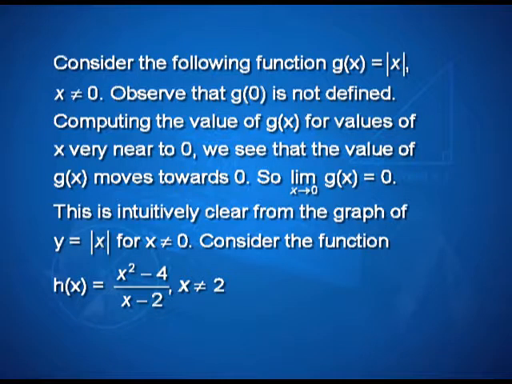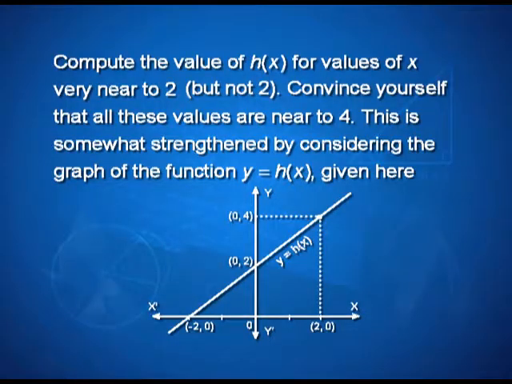Let us consider another function h of x is equal to x square minus 4 upon x minus 2, where x is not equal to 2. Compute the value of h of x for values of x very near to 2, but not 2. Convince yourself that all these values are near to 4. This is somewhat strengthened by considering the graph of the function y is equal to h of x given here. You can find the points (2, 0), (0, 2) and (0, 4) on the graph y is equal to h of x.